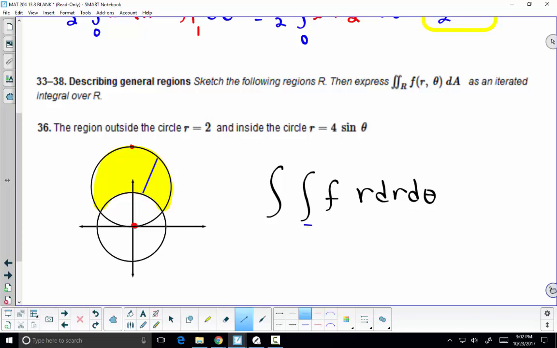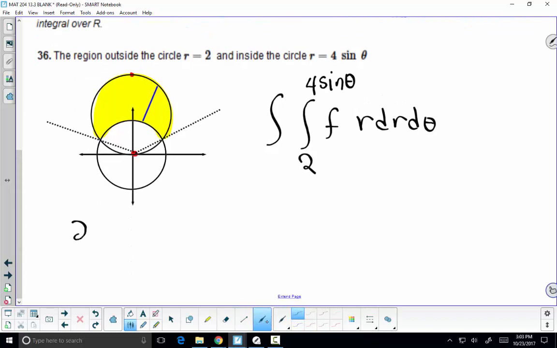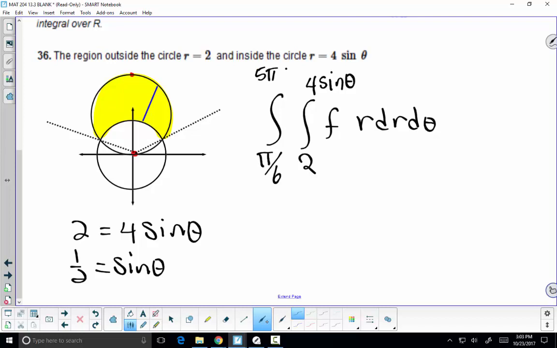So it's from 2 out to the curve 4 sine of theta. So 4 sine of theta is the outer curve, the inner curve is 2. And what about our theta values? We need to know theta. That's where theta starts, and then theta sweeps counterclockwise over to the other ray, and to find those values of theta, we set the curves equal to each other, eliminate r, and solve for theta. So we have 2 equals 4 sine of theta. So 1 half equals sine of theta. And 1 half is equal to the sine of theta at pi over 6 and at 5 pi over 6.